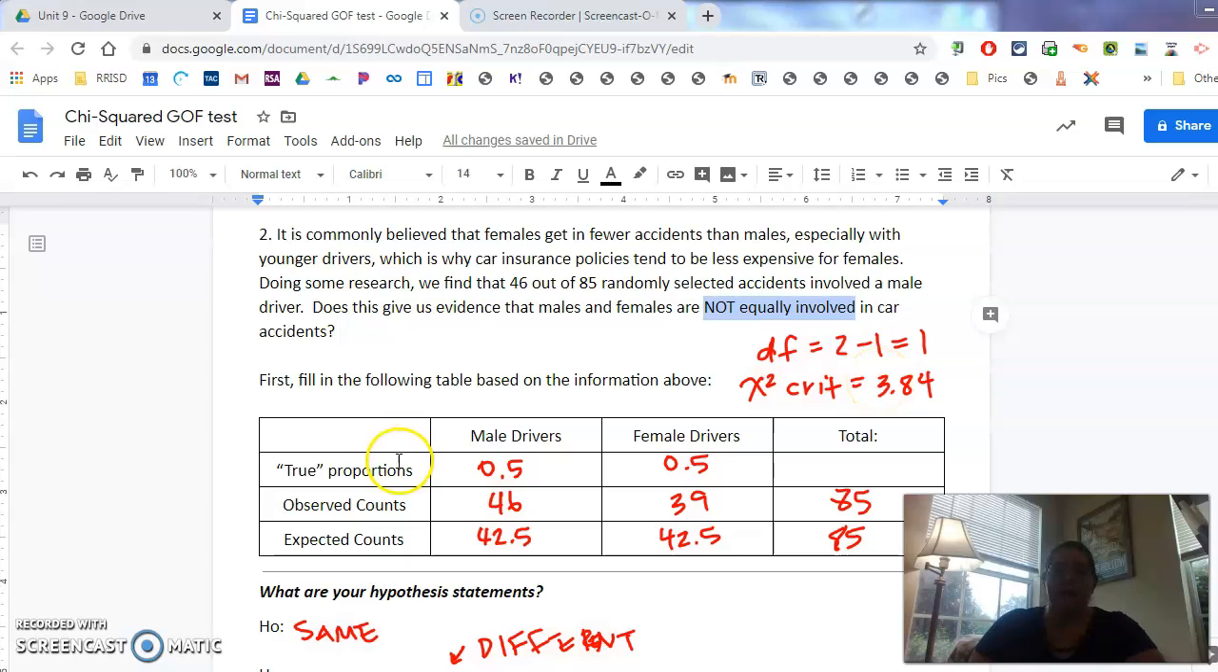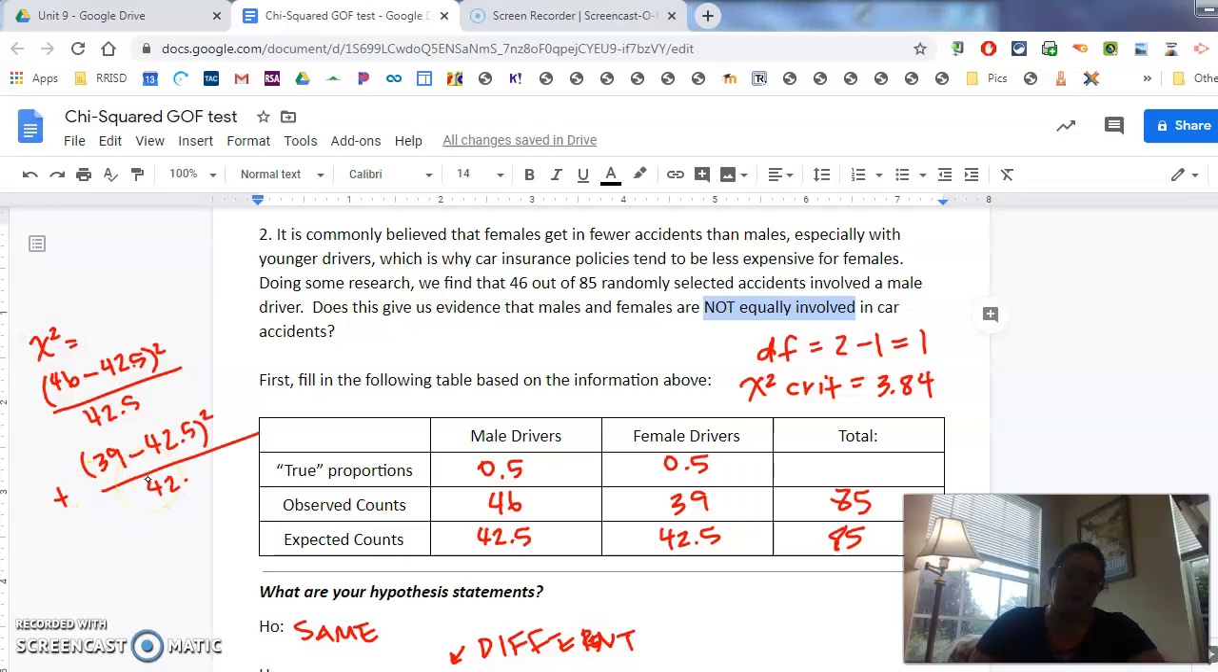Then to find my statistic, again, I'm going to do, for each one, observed. So for males, observed is 46, minus expected, 42.5, squared over 42.5. And then plus, for females, my observed was 39, minus my expected, 42.5, squared over 42.5. This one only has 2 categories, so 2 categories is going to make it a little bit easier to do the math. It really wouldn't take me that long to just individually figure out what these equal.